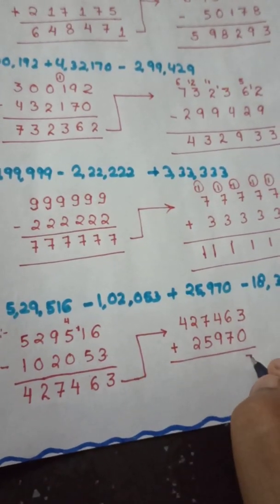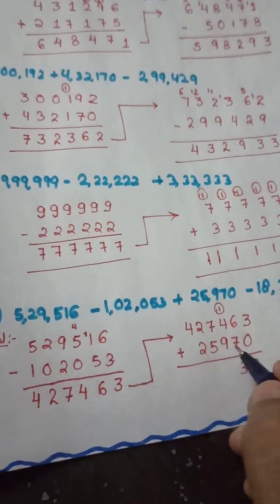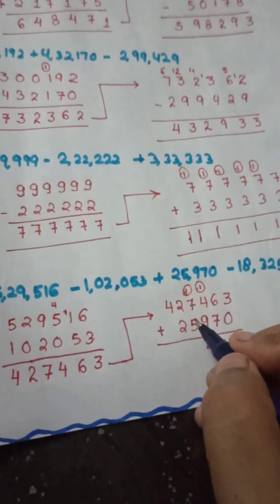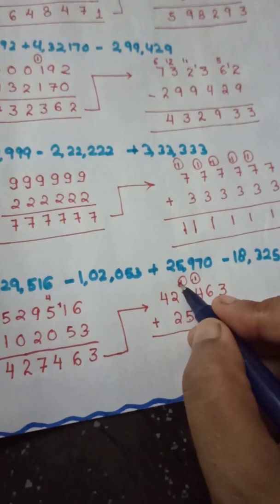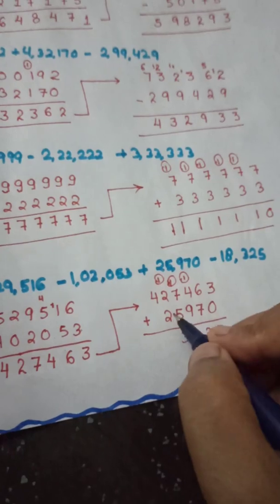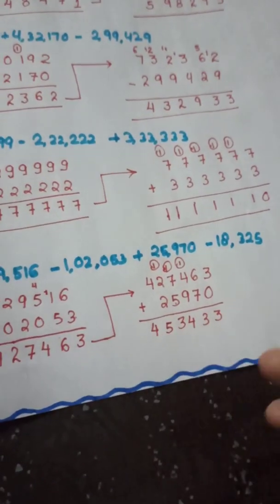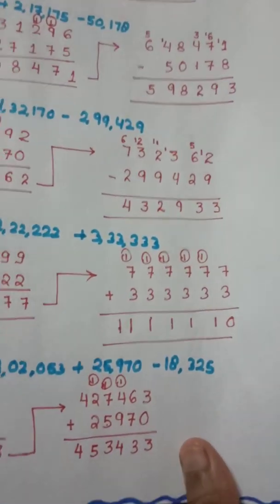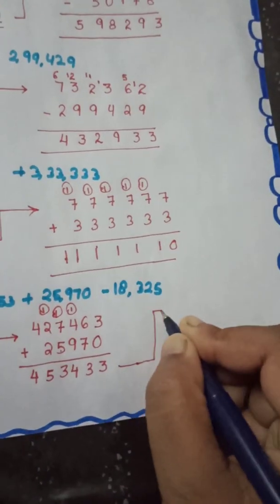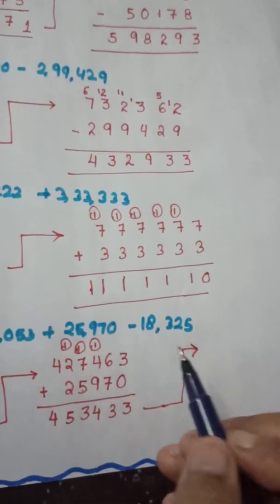0 plus 3, 3. 6 plus 7, 13. Okay, 9 plus 1 plus 4, 14. 5 plus 1, 6. 6 plus 7, 13. 2 plus 2 plus 1, 5. And this 4 we will write down as it is. Okay, now again make an arrow, because we have to solve this number as well. Okay, we have to subtract it now.